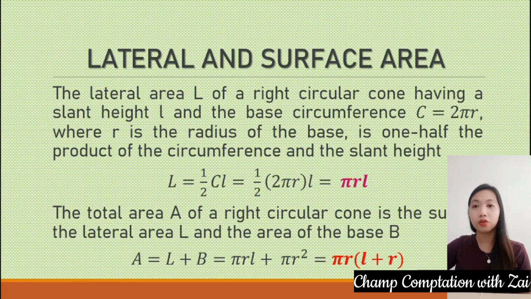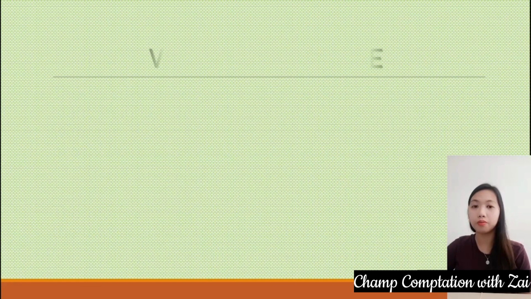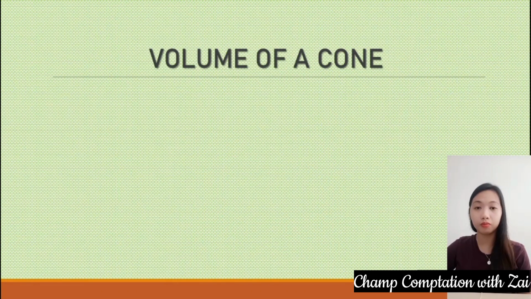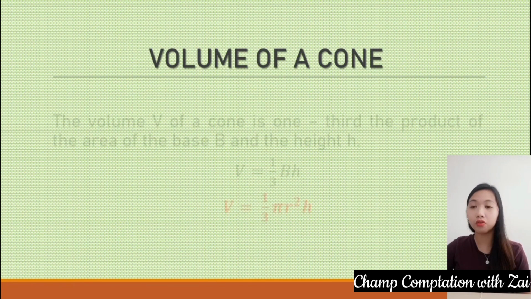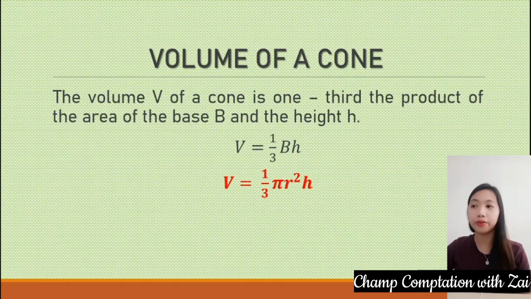Let us go with the volume of a cone. The volume of a cone is 1/3 the product of the area of the base and the height. So we have 1/3 base times height. Using the formula of the base as pi r square, we have 1/3 pi r square times h. So that is the area and volume of a cone.